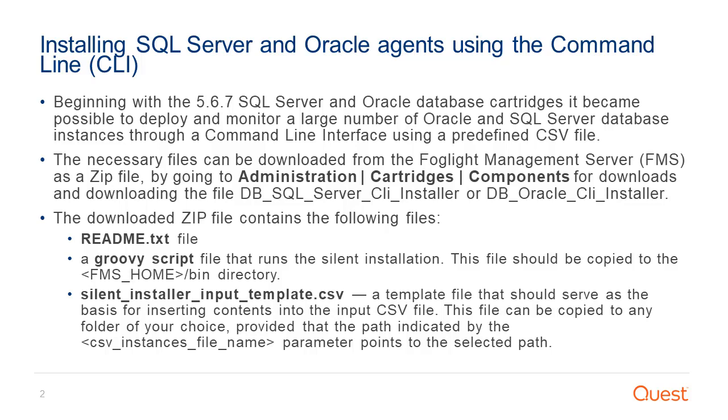The downloaded zip file contains the following files: a readme.txt file, a Groovy script file that runs the silent installation. This file should be copied to the FMS home bin directory, and a silent installer input template CSV file, which is a template file that should serve as the basis for inserting contents into the input CSV file. This file can be copied to any folder of your choice, provided that the path indicated by the CSV instance's file name parameter used in the FGL command points to the selected path.